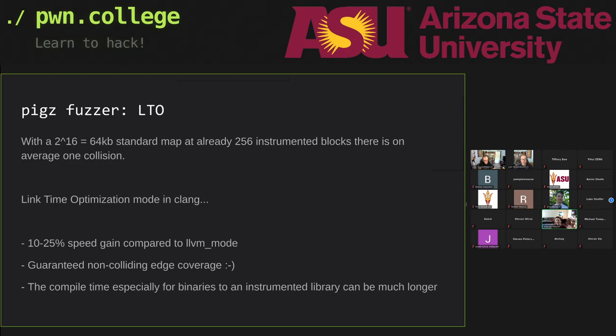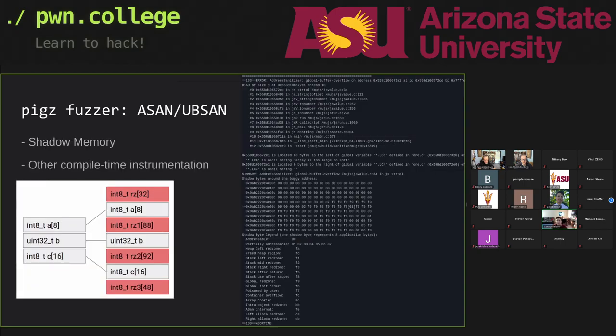are guaranteed non-colliding. So this has a 10 to 25% speed gain compared to LLVM mode. The downside, I guess, being that the compile time for binaries is a bit longer. But this wasn't much of an issue for us. So yeah, this was the first kind of thing that we explored from the AFL++ documentation that seemed to be pretty cool. So the next thing, and possibly the coolest thing that we learned about, was sanitizers.